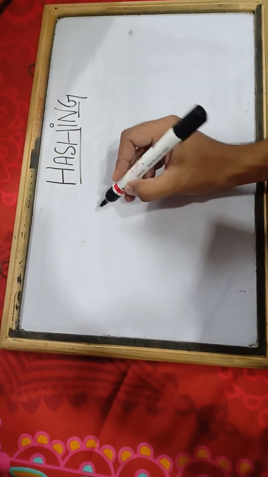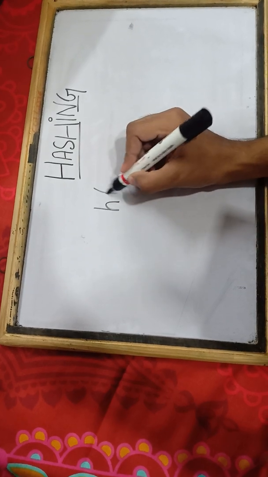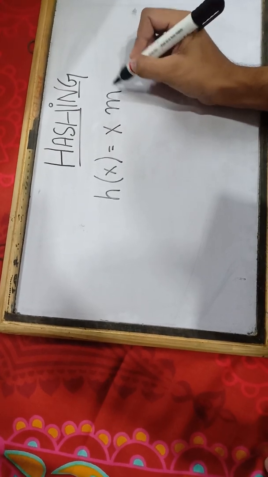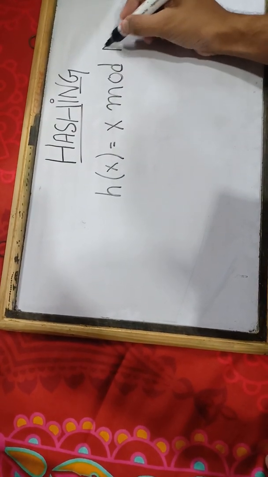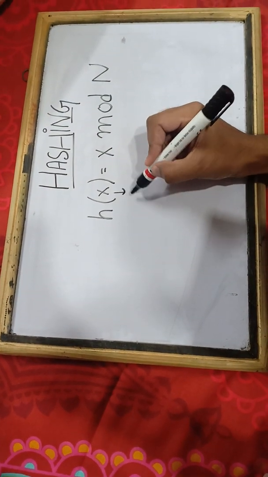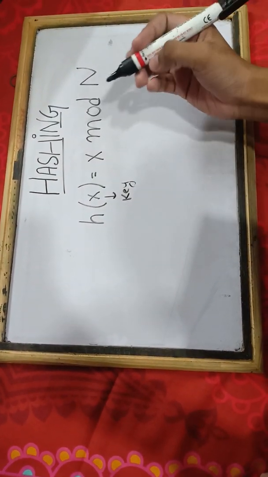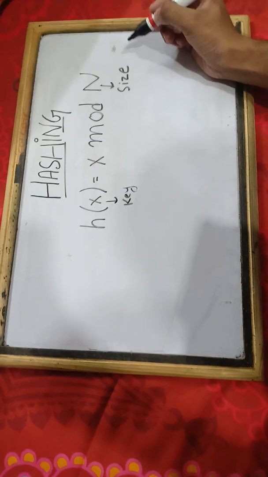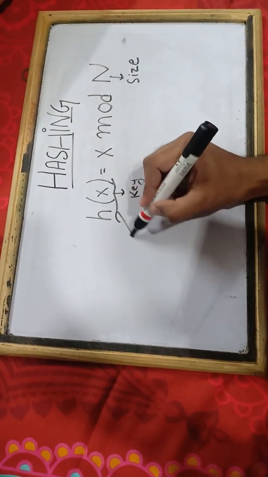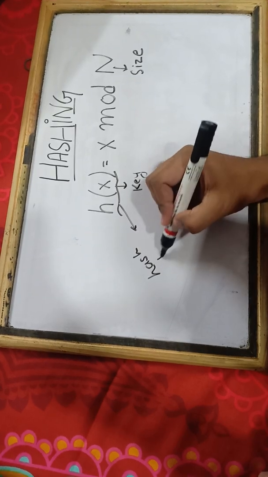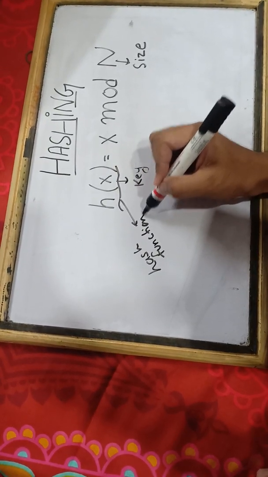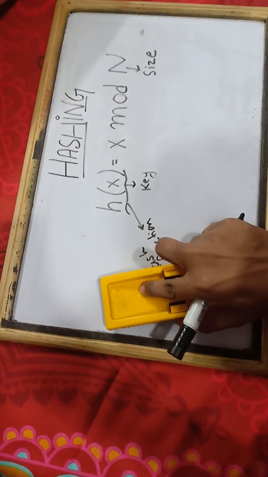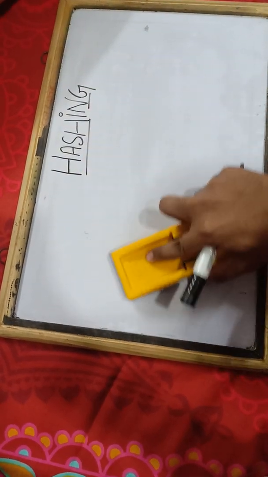So I can define the hash function as h of x, which is equal to x mod n. Over here, x represents the key that we want to insert in the hash table, and n represents the size of the hash table. So h of x that we have here is known as the hash function. Let me quickly give you an example of how to fill up the hash table using the hash function.